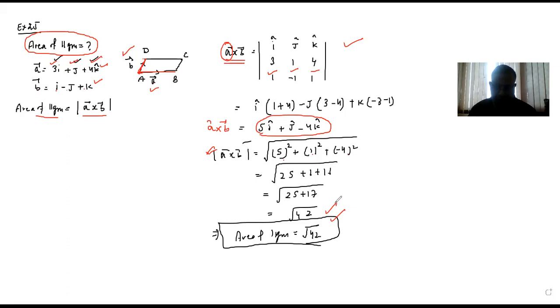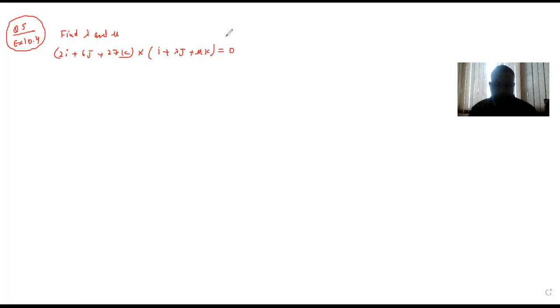Noted, sir. Come to question number 5 of exercise 10.4. Find lambda and mu if 2i plus 6j plus 27k cross i plus lambda j plus mu k is equal to 0. Now, the cross product of two vectors is equal to 0, and I want to get the values of lambda and mu.